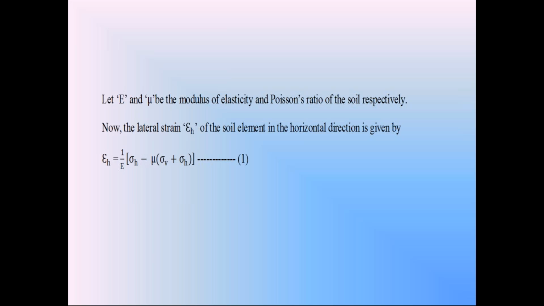Okay, so everyone please look at equation 1. That is the horizontal strain on the soil element. EH is equal to 1 by E into sigma h minus mu into sigma v plus sigma h. From the strength of materials, we prepare this equation.